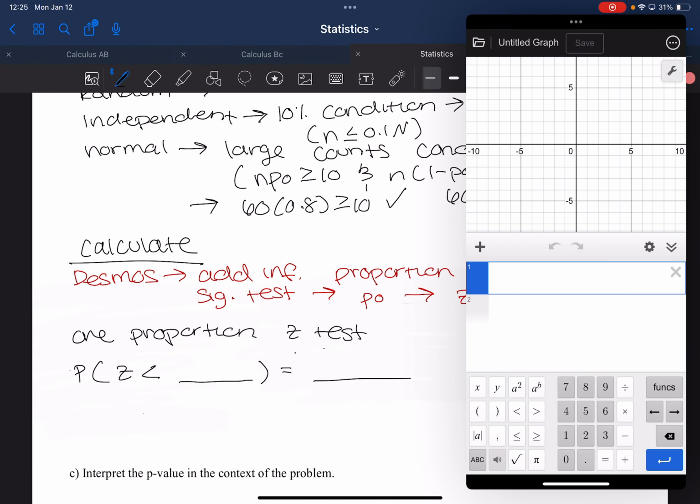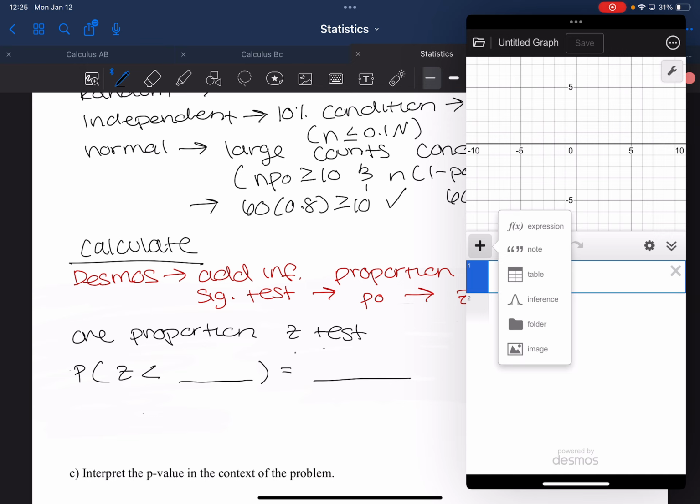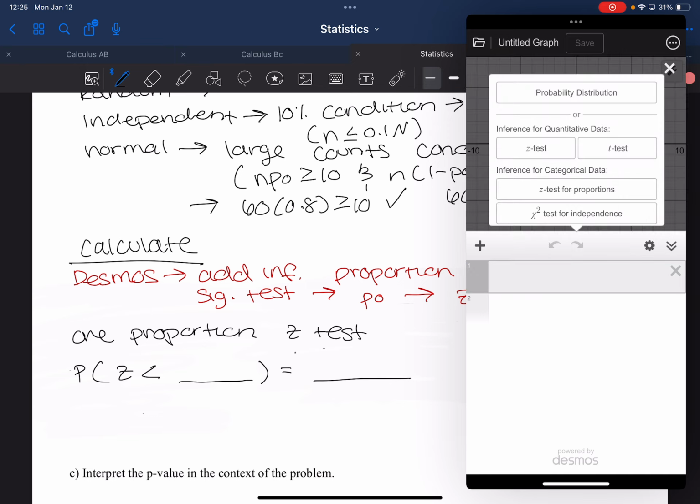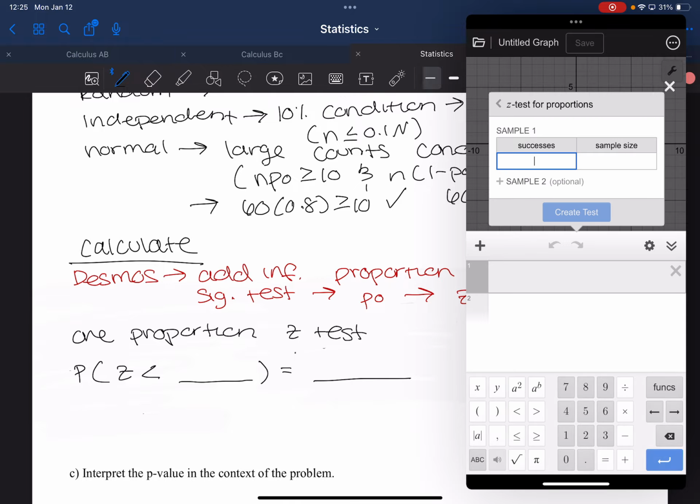Okay, so remember my first step is to add an inference. Hit the plus sign, click on inference, and then go to z-test for proportion. Is that the same as clicking on z-test? No, it's not the same. So click on z-test for proportion.